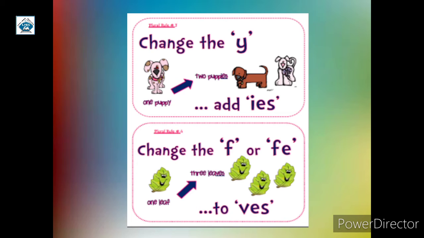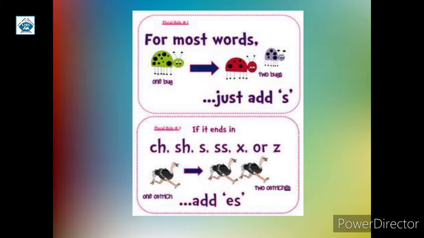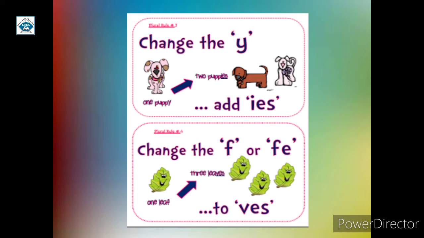LEAVES, leaves. Few more examples like loaf, LOAF, will replace the alphabet F and add VES, so LOAVES. Next, knife, KNIFE. Here you can see it ends with FE, so we'll replace it and write VES, so KNIVES, knives. So in rule number 1 and rule number 2, you don't need to replace any alphabet, but in rule 3 and rule 4, you need to replace an alphabet.